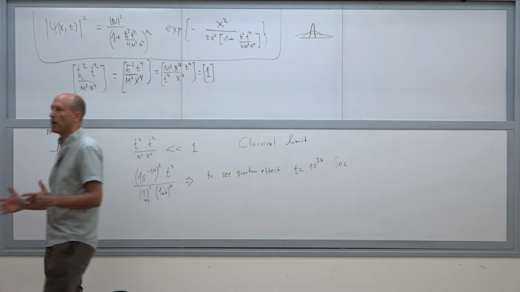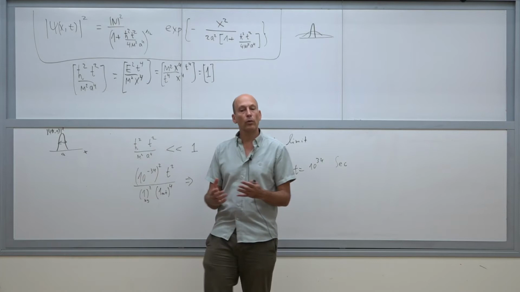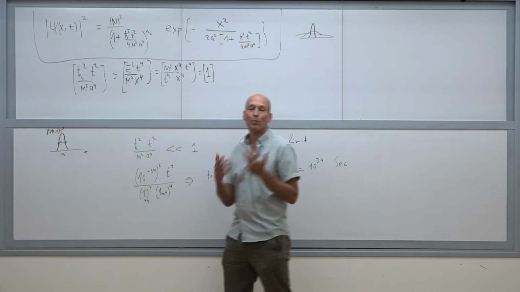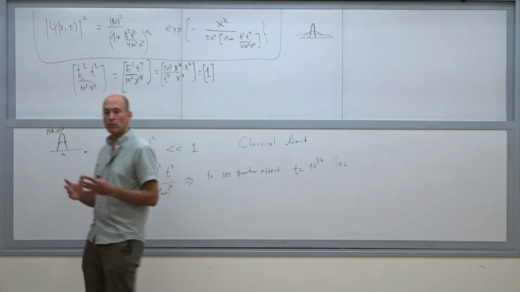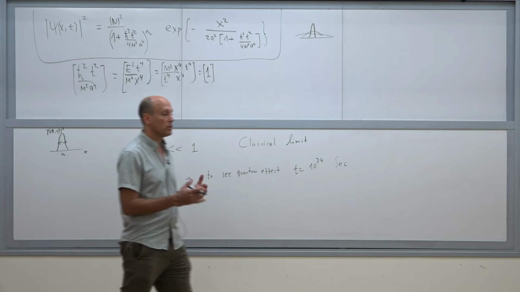But on the microscopic scale, what is the mass here? This is, let's say, the mass of an electron, 10 to the minus 31 kilograms. A is the size of an atom, 10 to the minus 10 meters. And then this number is, on some reasonable time scale, appreciable. So when the mass is small and the size of the initial system is small, you can get some reasonable times, if you can measure these times, that you will see the quantum effects, you will see the spreading.